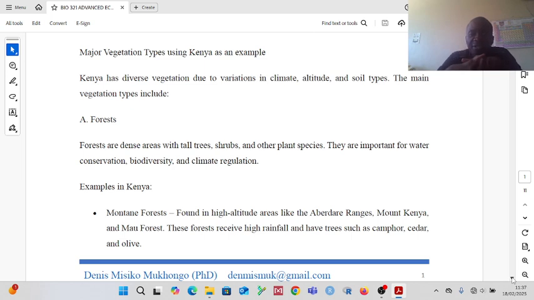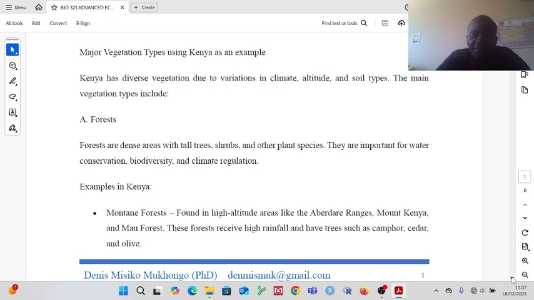So the major types of vegetation then, using Kenya as an example, we have one type which you can now call forests. So forests happen to be those dense areas which are characterized by trees that are tall. They will have shrubs and even other plant species. So the forests are important because of water conservation, biodiversity, and climate regulation. Okay, so the one major type of vegetation is forest.